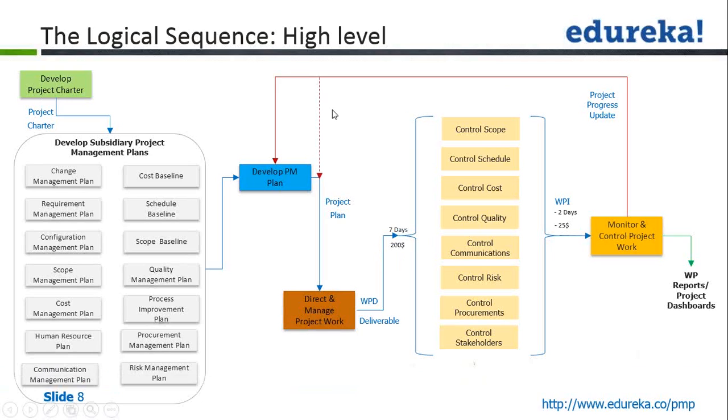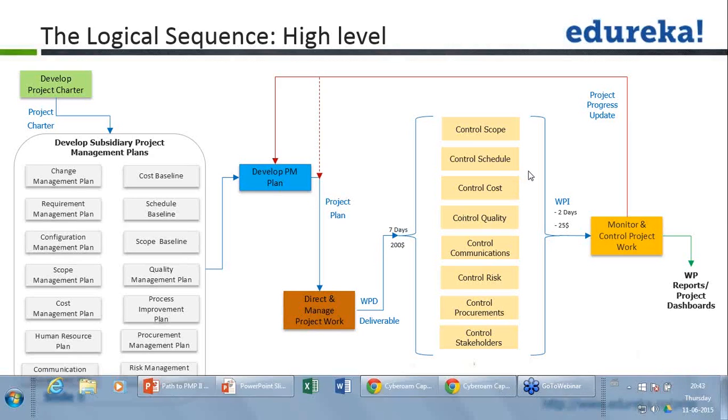As you can see here in the slide, I have connected a dotted line to direct and manage project work. So refer to your Deming cycle, PDCA: plan, do, check, act.